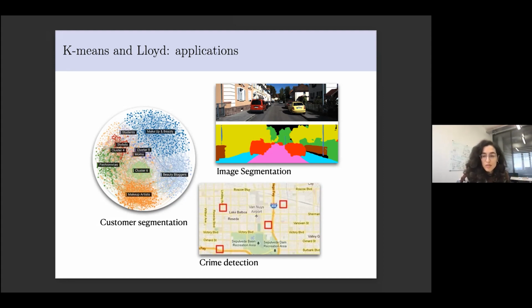The second example is crime detection, where as a police department, maybe you want to put 4 patrol police in one neighborhood. So you might want to partition your neighborhood into 4 different clusters and put a patrol police at the center of each cluster. So how should you do it?